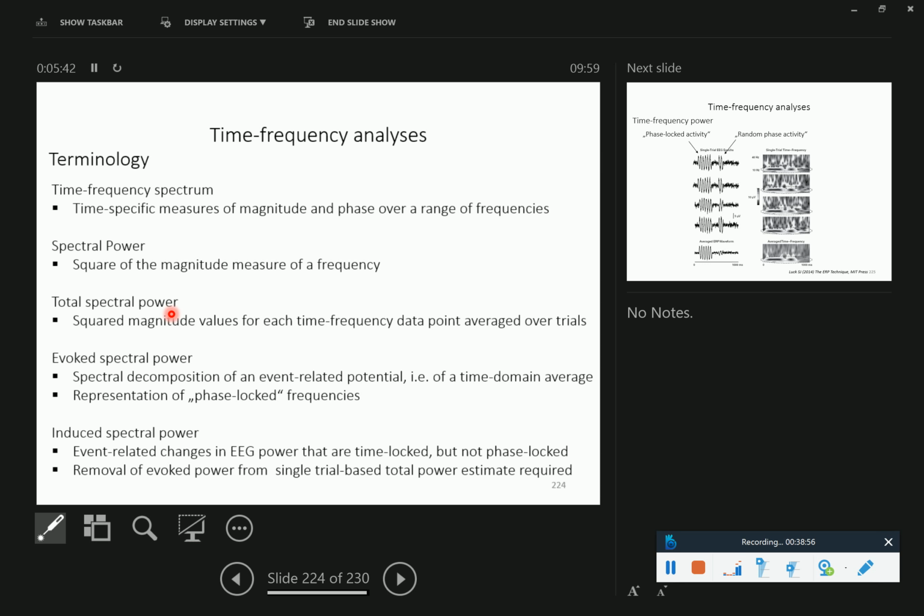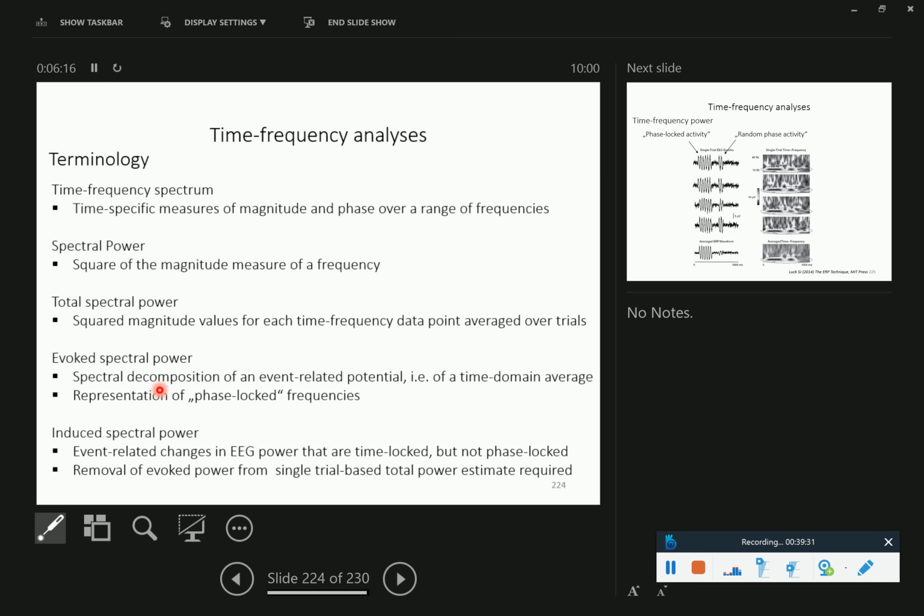Now, you can do things differently. First, you can compute something that is called evoked spectral power. This refers to the fact that you do a spectral decomposition in terms of time frequency analysis of a time domain average. This means you first, in the time domain, for a single electrode, compute the ERP, and then you do a Fourier transform of that.